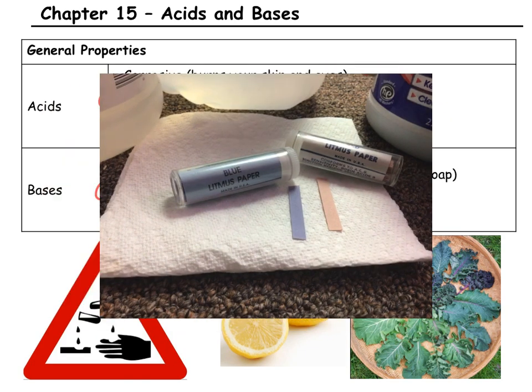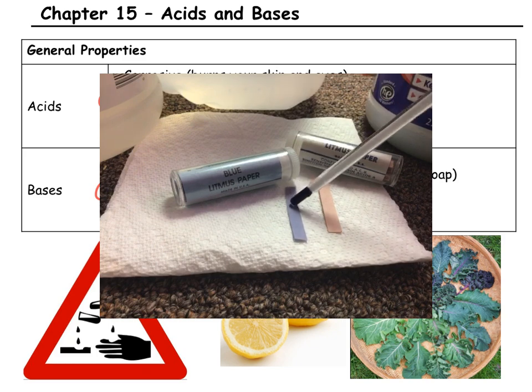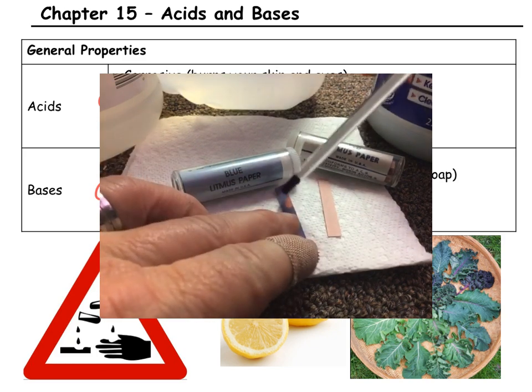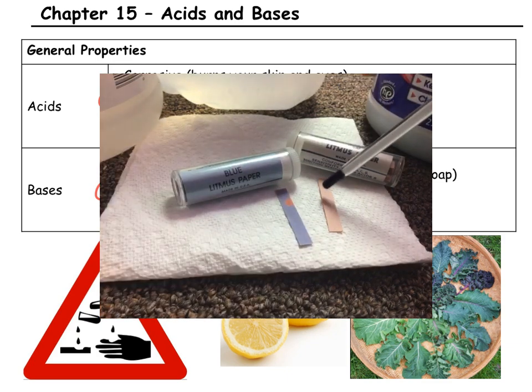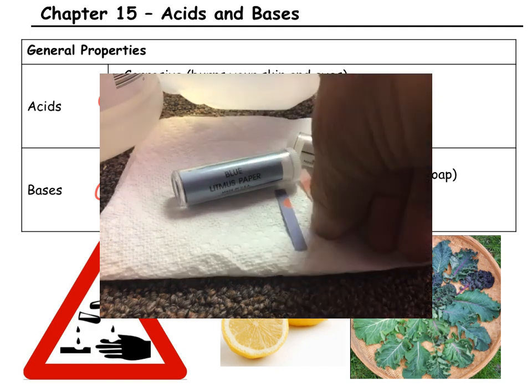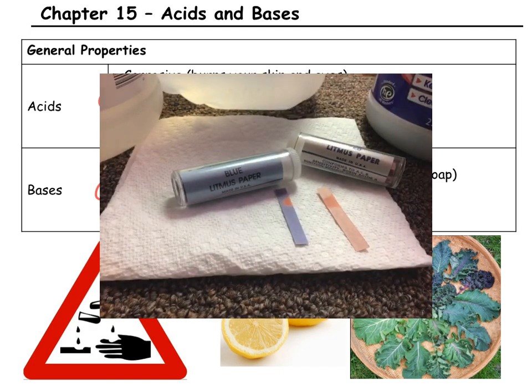Okay, first let me get a little drop of the acetic acid or vinegar. I'm going to put that onto the blue litmus, and notice what happens. It turns red. I put a little bit of it onto the red litmus paper, and it doesn't really change color. All right, so acid on blue makes it red, and acid on the red keeps it red.